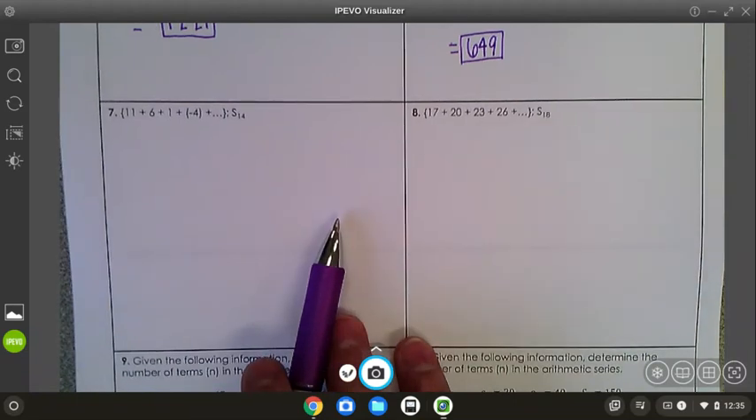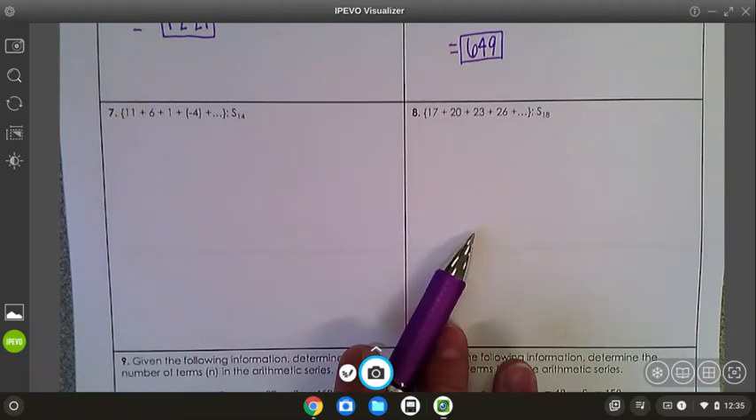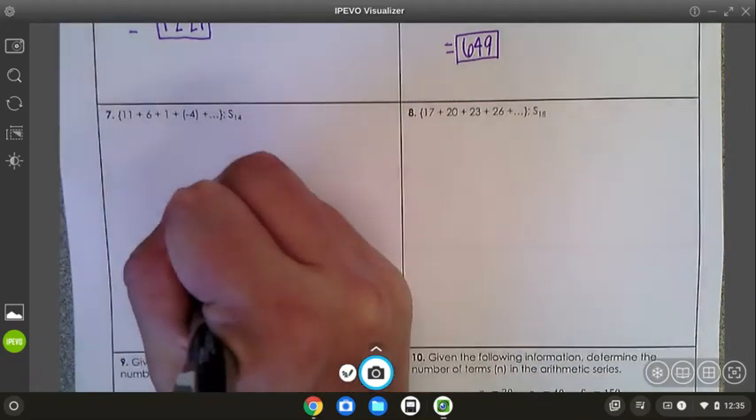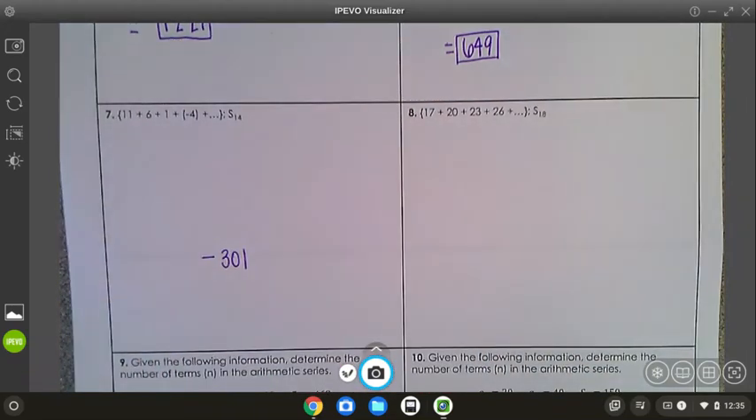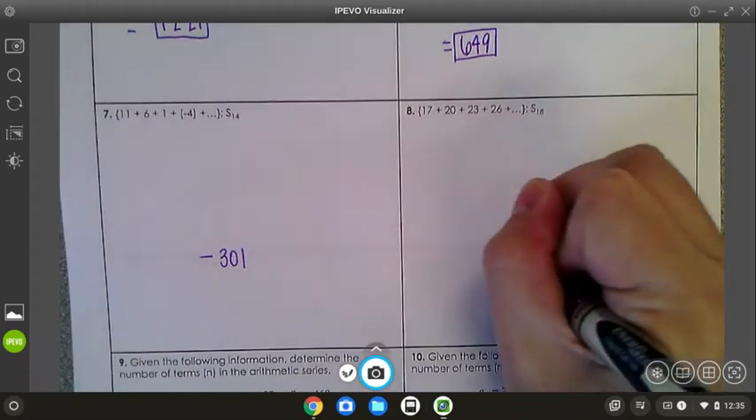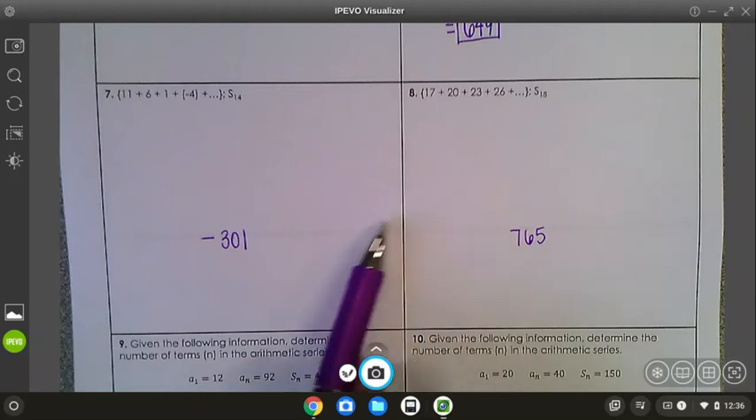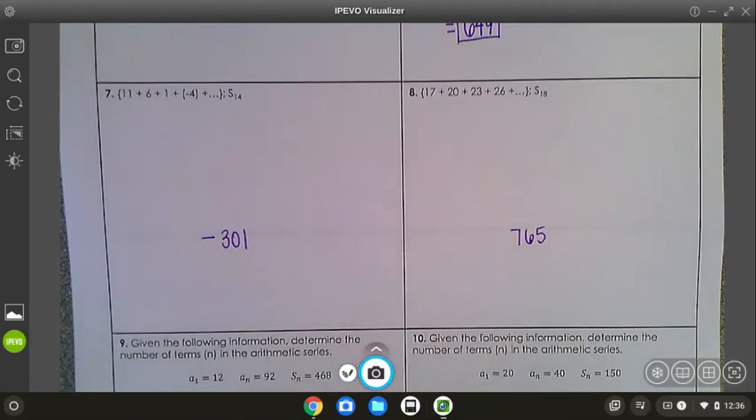Okay, so you should have worked these out. I'm not going to work them out. You should have paused the video and done them. And you should have got negative 301 and then 765. If you didn't get that, then you need to go back and check your math and see if you can find a mistake.